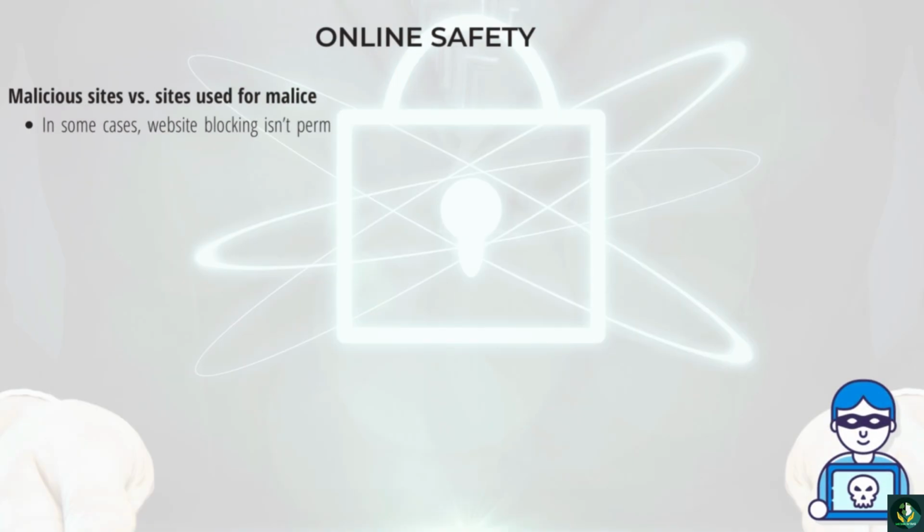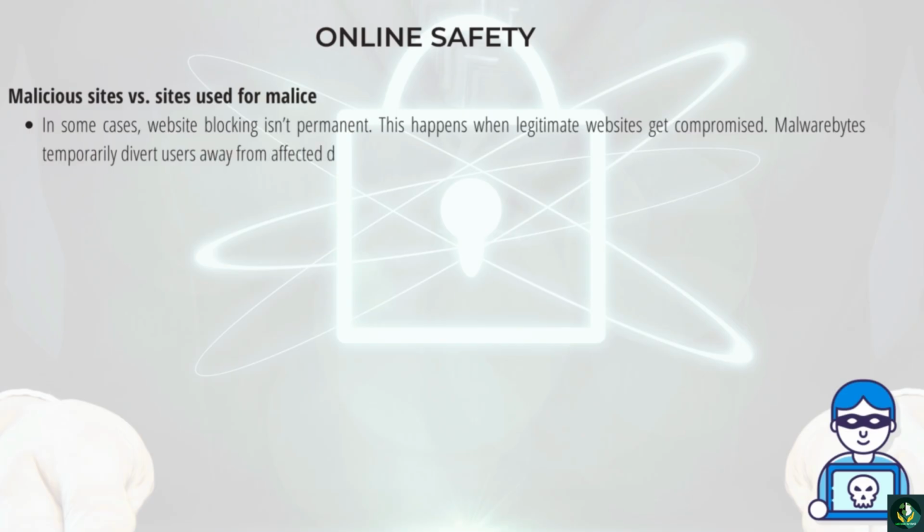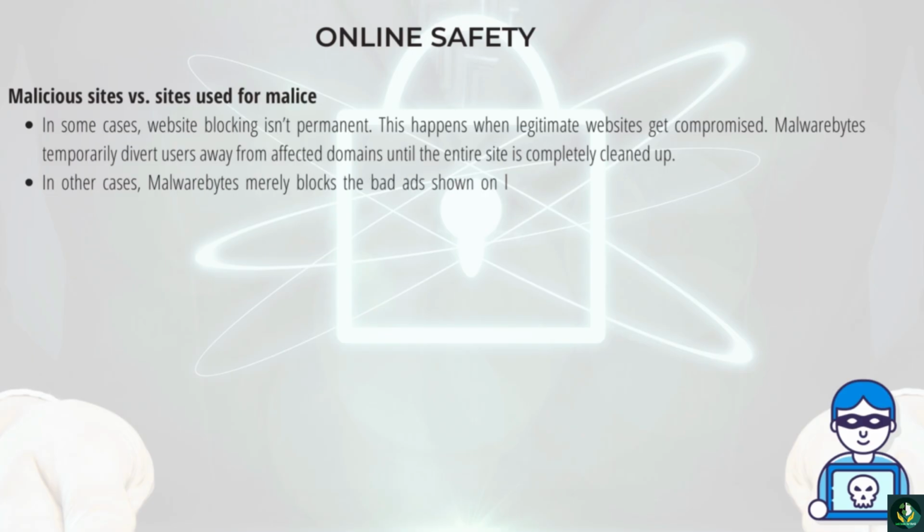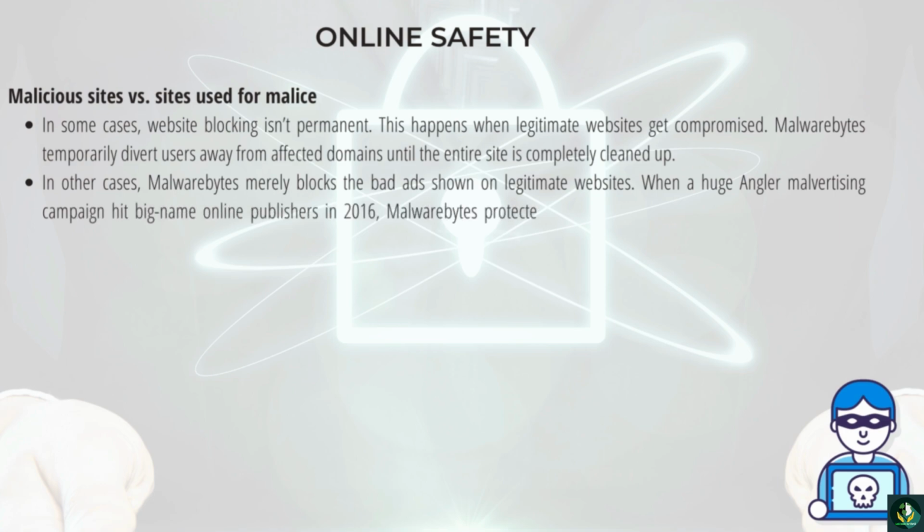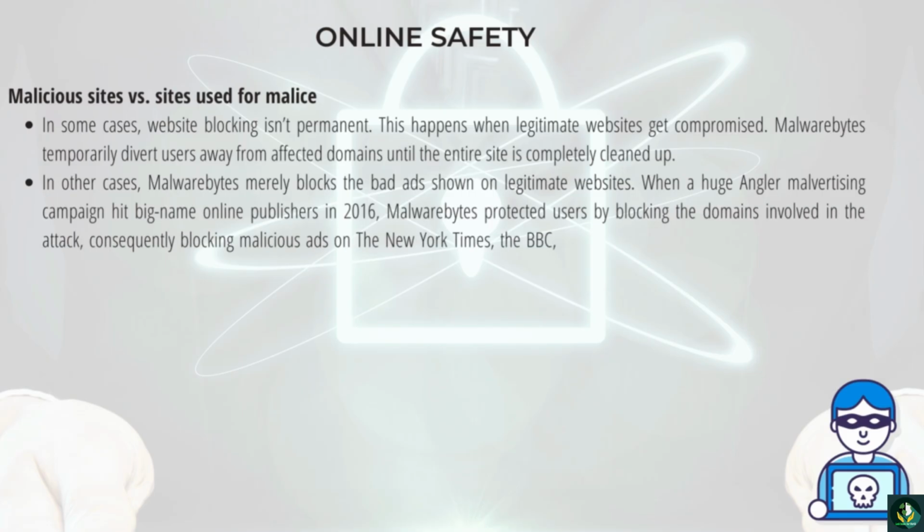In some cases, website blocking isn't permanent. This happens when legitimate websites get compromised. Malwarebytes temporarily diverts users away from affected domains until the entire site is completely cleaned up. In other cases, Malwarebytes merely blocks the bad ads shown on legitimate websites. When a huge Angler malvertising campaign hit big-name online publishers in 2016, Malwarebytes protected users by blocking the domains involved in the attack, consequently blocking malicious ads on the New York Times, the BBC, and Newsweek. More notably, we blocked all exploit attempts with our anti-exploit technology.